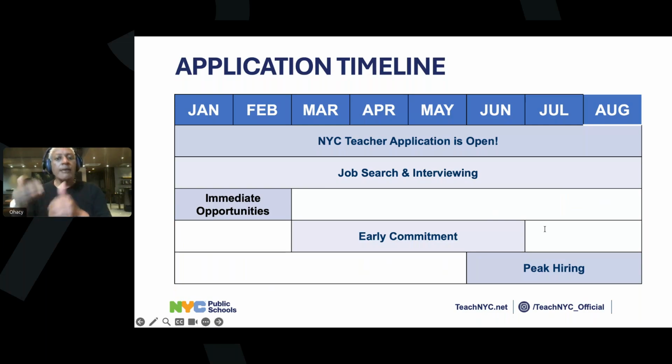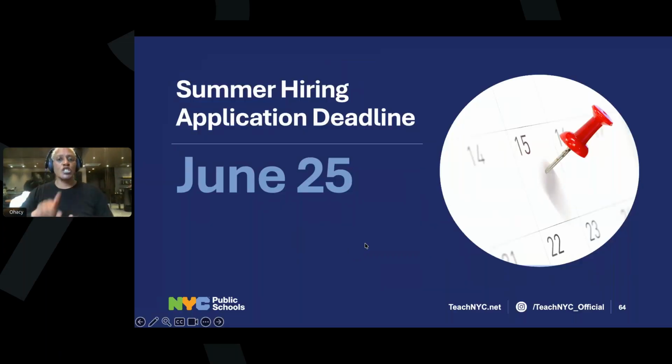Early commitment is an initiative for candidates certified in high-need subject areas to be able to accept positions in certain districts prior to budgets being released for peak hiring. This year, we even have a stipend available for candidates who accept an early commitment before June 16th. Then finally, peak hiring is June through August. And on the next slide, you'll see the summer hiring application deadline is June 25th, June 25th of 2026.